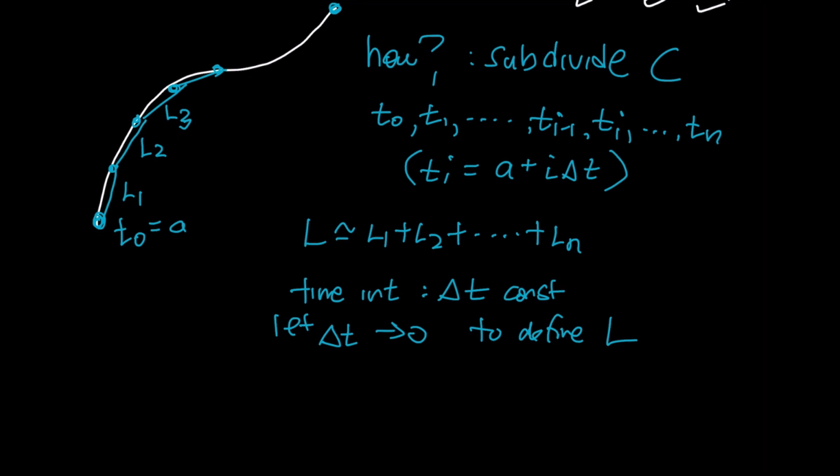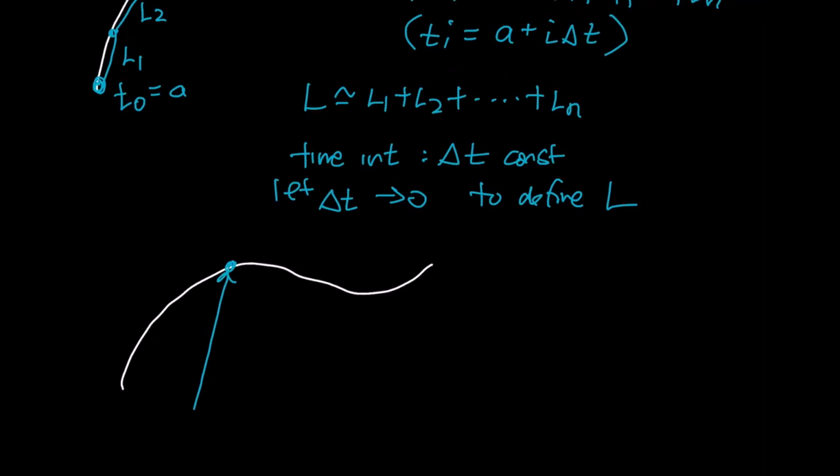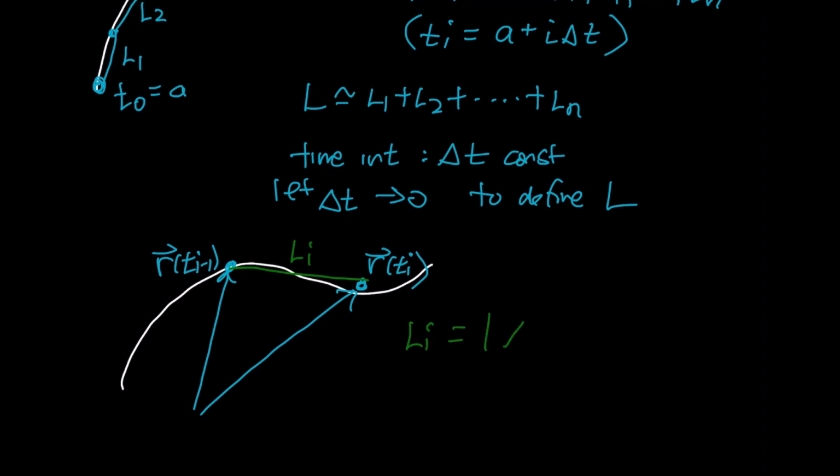So we're going to zoom in on the curve, and we'll say this point right here corresponds to the position at time I minus 1, and this point right here corresponds to the position at time I. There's the straight line segment between them, and it has a length Li. So Li is the length of the displacement vector that connects those 2 points. So it's the length of r at ti subtract r at ti minus 1.